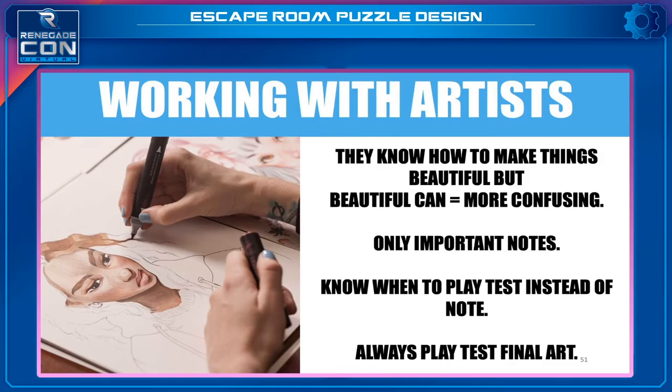But when you're working with artists, you really only want to give them the important notes, the things that are really going to mess with gameplay, because you want to try to not be nitpicky. And you also want to know when to playtest instead of noting. So if you see something and you think right off, this is going to be a huge problem, I know it is, you might give the note, or you might just say, well, let's playtest and see. And then if your playtesters are having that problem, it puts you in an even greater place of authority to go back to the artist and say, here's what everyone thought, we need to fix this. And then finally, when you get your final art from your artist, make sure that you always playtest that, because it often will change things slightly. So you might need to make a few more tweaks once you have your final art.